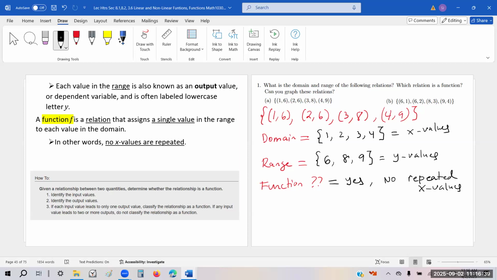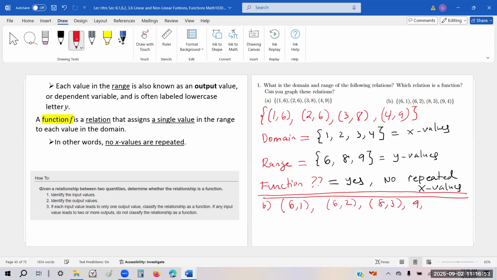Now the second example, let me write here. It has 6, 1, 6, 2, 8, 3, and 9, 4.